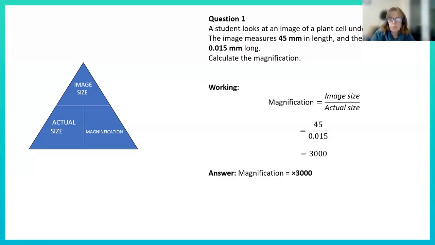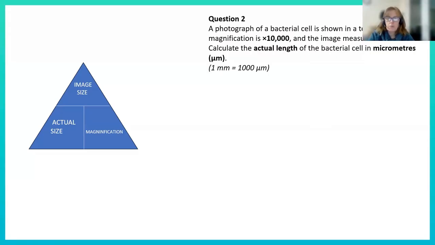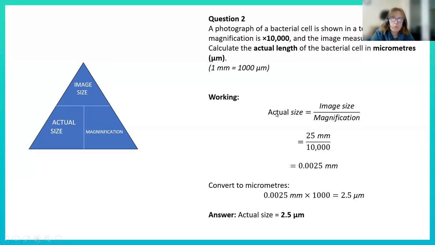Okay, next question. We have a photograph of a bacterial cell shown in a textbook. The magnification is times 10,000, and the image measures 25 millimetres. Calculate the actual length in micrometres. So I'm trying to calculate the actual size. So I'm going to cover up this part of the equation triangle, and that leaves me with image size over magnification. So I'm going to write that down.